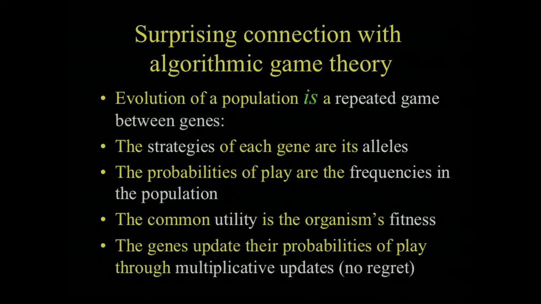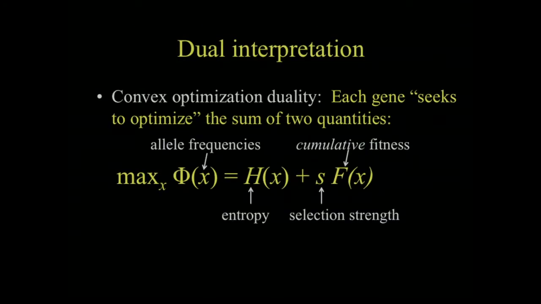And this is mind-boggling: the genes update the probability of play through multiplicative updates, through no-regret learning. It turns out that this process is tantamount to evolution of the population, again under weak selection. In fact, there is a very interesting paper by Mayer and Parks that argues that you don't even need the weak selection.